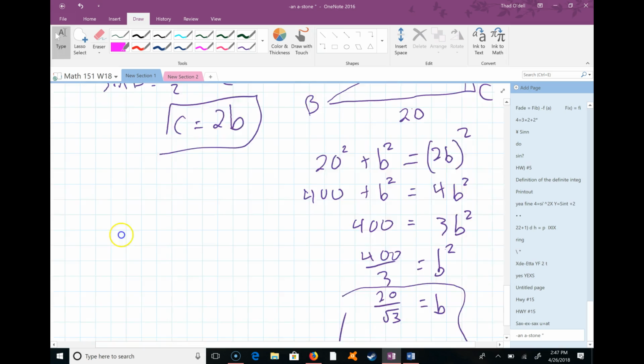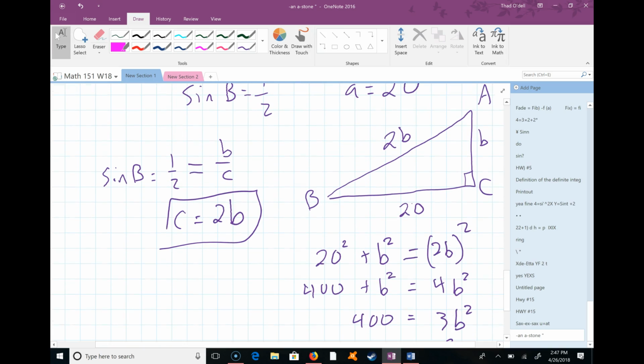So it's just a matter of setting up the right ratio and then using that information plus the given value to find the other two. All right, hopefully this is helpful.